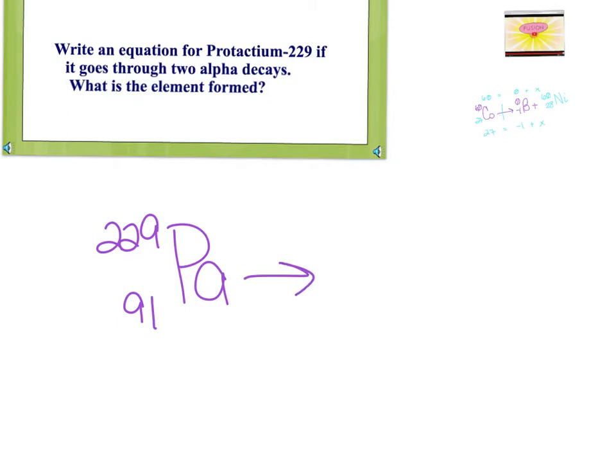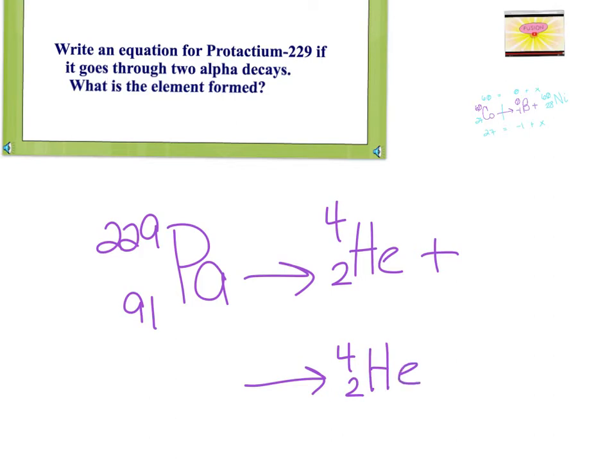And it goes through 2 alpha decays. Wait, is palladium PD? Palladium is PD. Oh, okay. I don't know why I thought that was palladium for a second. So what do you end up with at the first one? You have 229 is equal to 4 plus X. 91 is equal to 2 plus X.